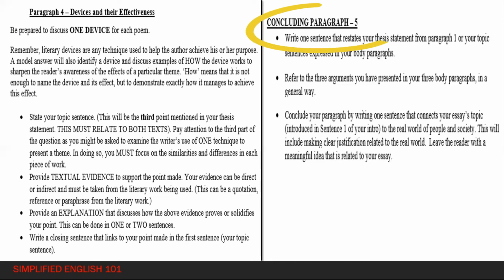Your final paragraph, which is your concluding paragraph, wants you to write one sentence that restates your thesis statement from paragraph 1 or your topic sentence. Then you're going to refer to the 3 arguments that you presented in your body paragraph. And then you, of course, will conclude your paragraph by writing one sentence or 2 that connects your essay's topic to the real world. Now, this has taken us to the end of our video for today.